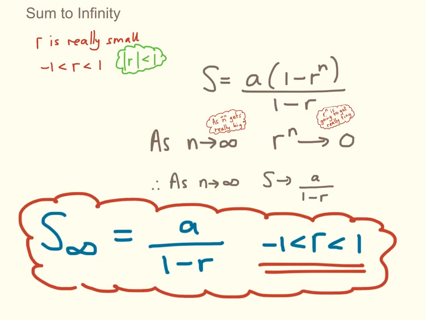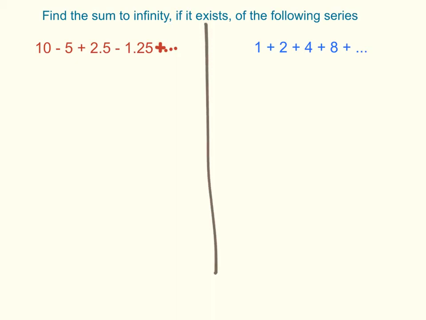So let's try an example. Find the sum to infinity, if it exists, be careful with that phrase, of the following series. Let's do 10, subtract 5, add 2.5, subtract 1.25, add, and so on. And the other one we look at is 1, add 2, add 4, add 8. First of all, let's do the one on the right-hand side.